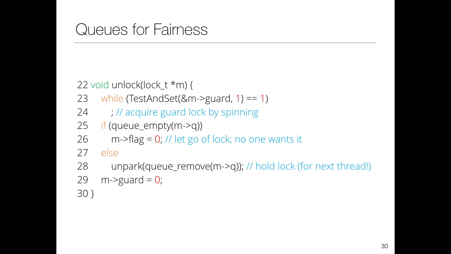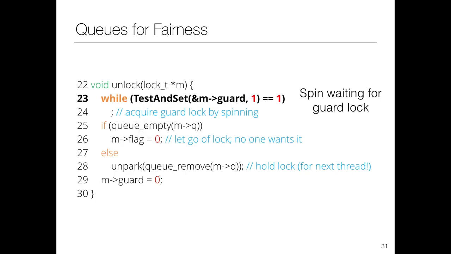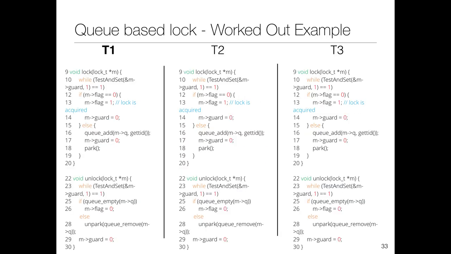But if the queue is not empty, then what do we need to do? We need to pop out the first element, basically in FIFO order. We unpark it and we unset the guard again, because the guard can again be used for the other flags. Does this seem easy? Alright, let's walk through some examples.